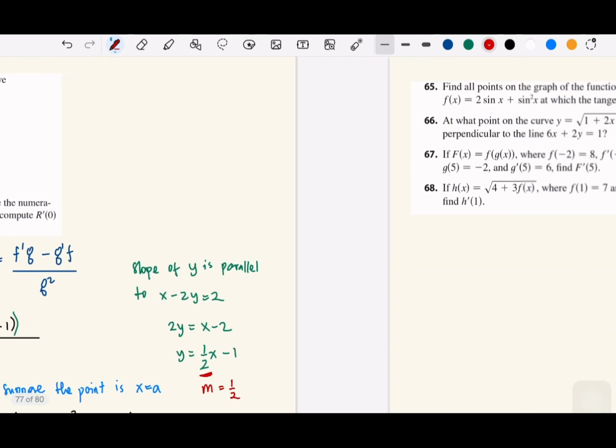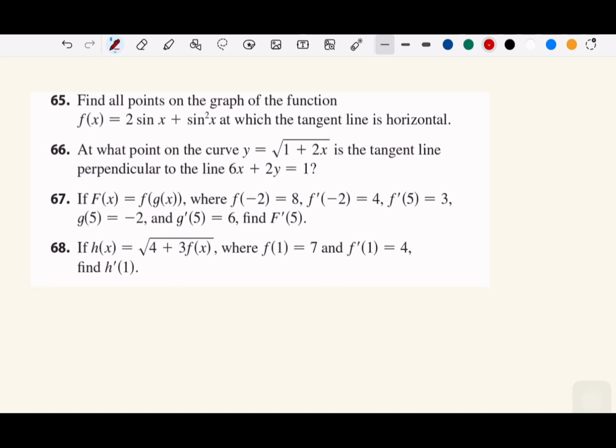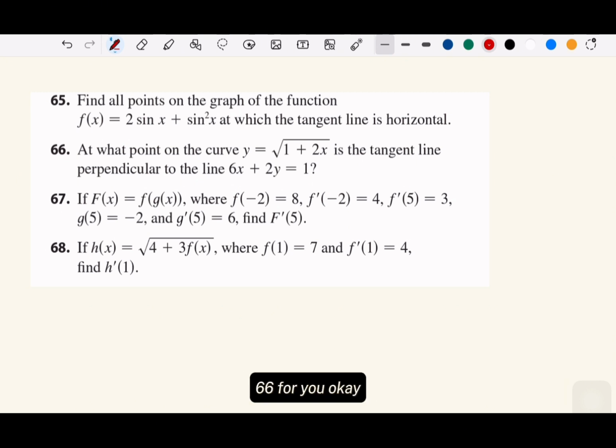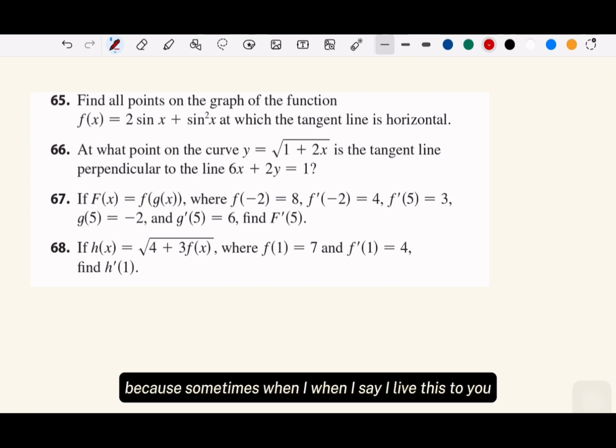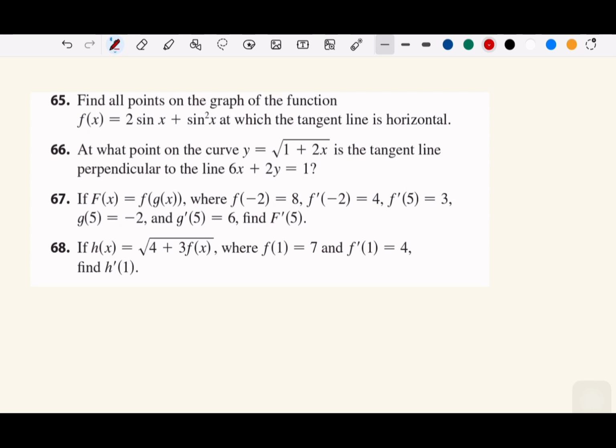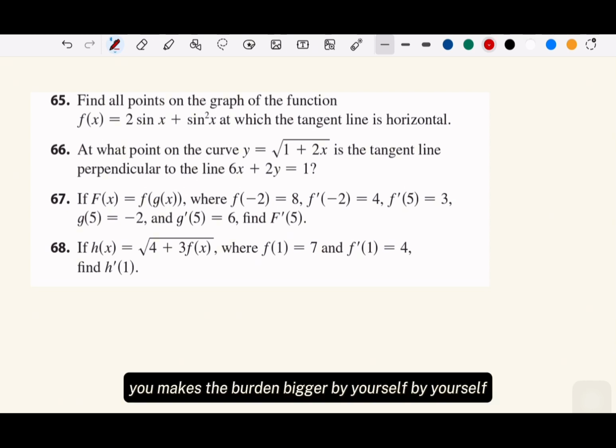The next one. Number 65, 66 is similar, finding the tangent line, but with various conditions. So I will leave number 65, 66 for you. You could try, because sometimes when I say I leave this to you, you don't do anything. Please try. Do not depend on your friends. Your friends are also confused, so you make the burden bigger. Try yourself.